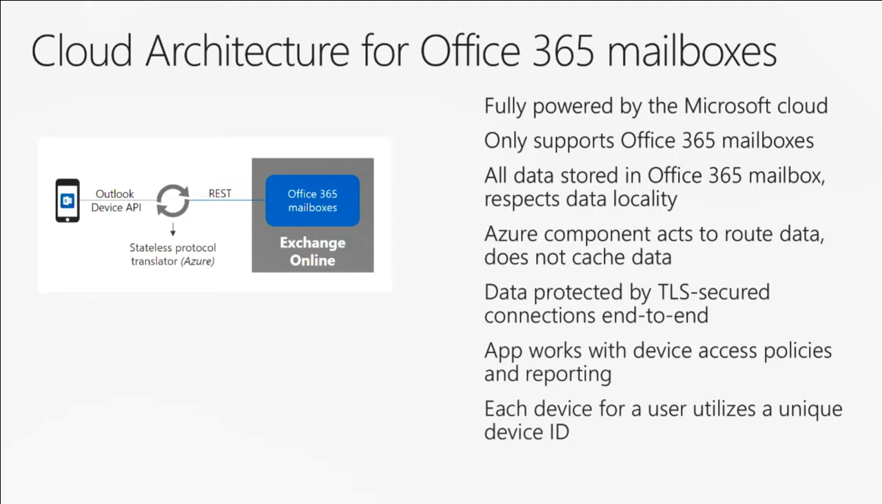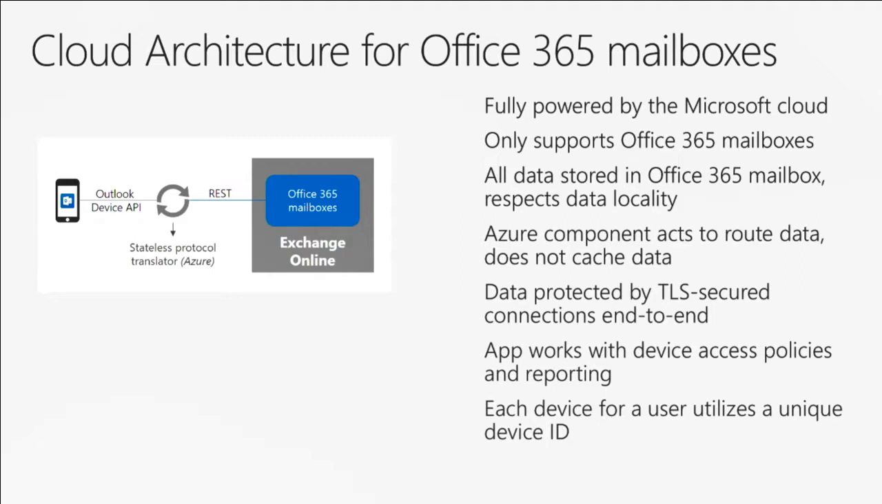We have your mailbox data located within your Exchange Online tenant. And we have an Outlook client. The Outlook mobile client connects to the Microsoft Cloud using a proprietary device API. And it connects to an Azure instance. And within that Azure instance, we have a protocol translation service. That protocol translation service takes that proprietary device API and converts it into an API that Exchange Online understands. In this case, the REST API. And we access your data natively, wherever that mailbox is located within Office 365.